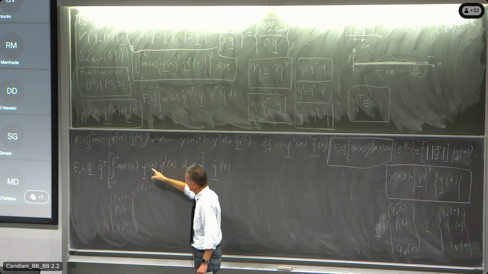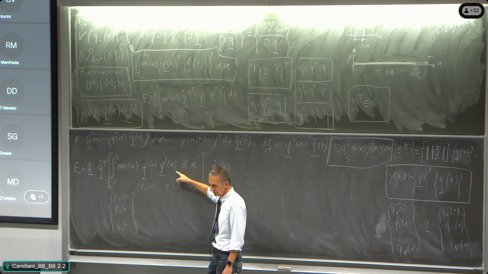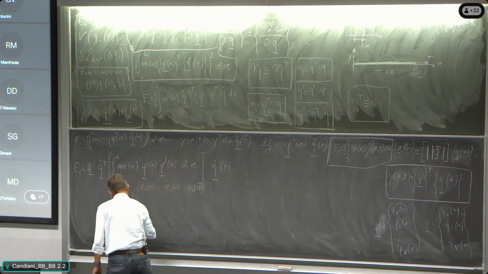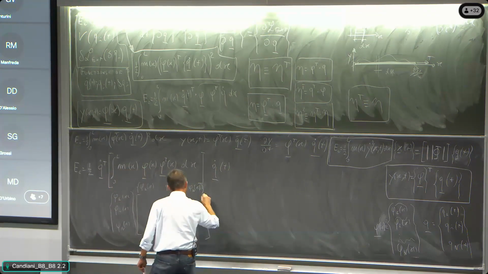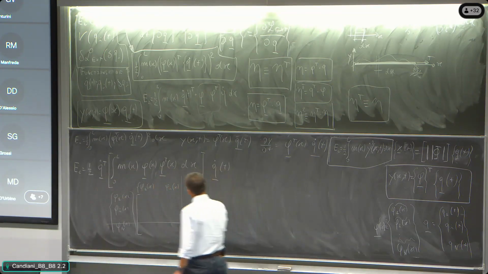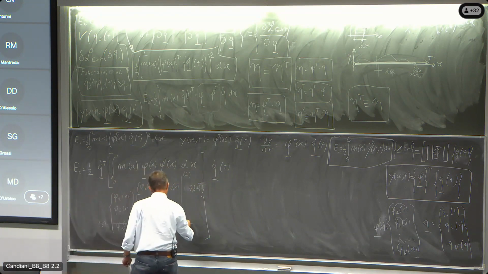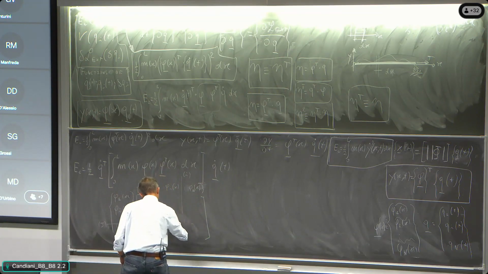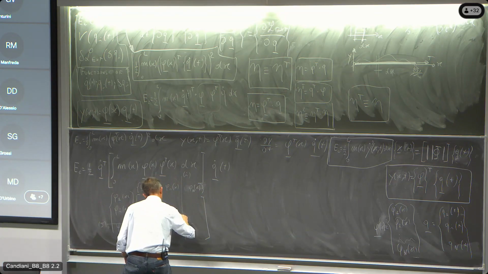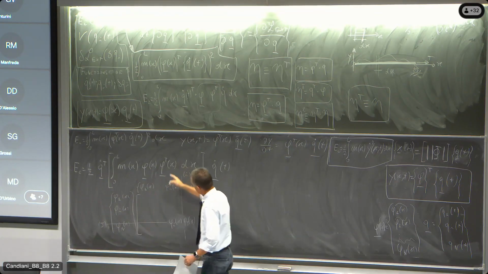I'm making the product of the vector column times the vector row. It makes a square matrix, where in the ij location we have phi I function of x, phi j function of x. So this is the product.